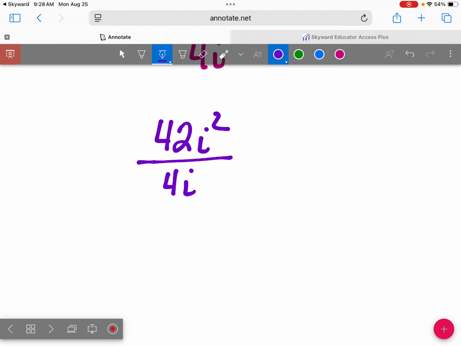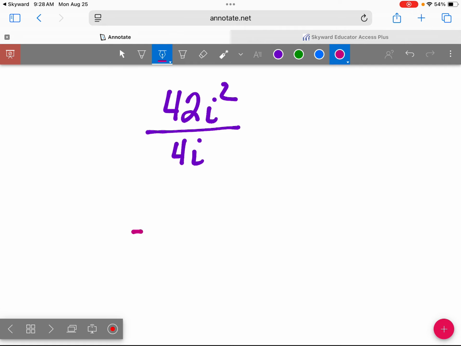So, we know our i squared, right? We know that that's going to be negative 1. So I could write this as negative 42 over 4i. I'm just going to keep it pink. But am I allowed to keep an i in the denominator? No. What do I need to do to get my i out of the denominator?